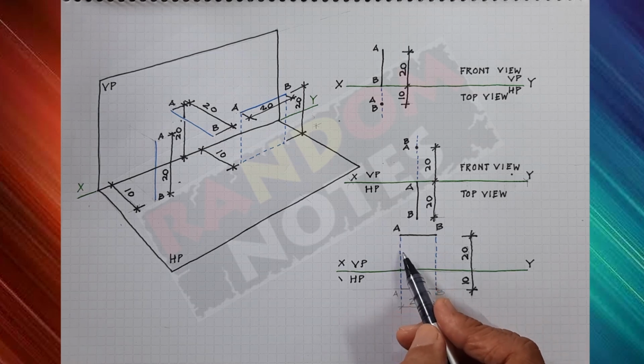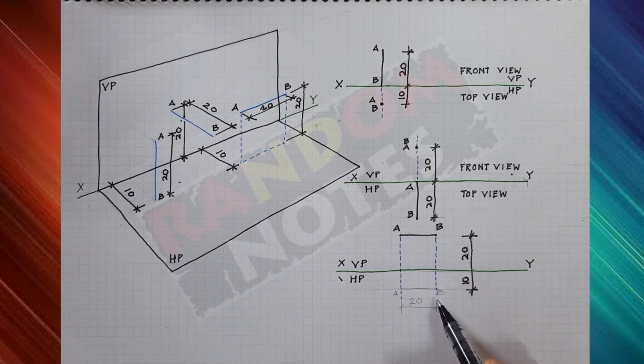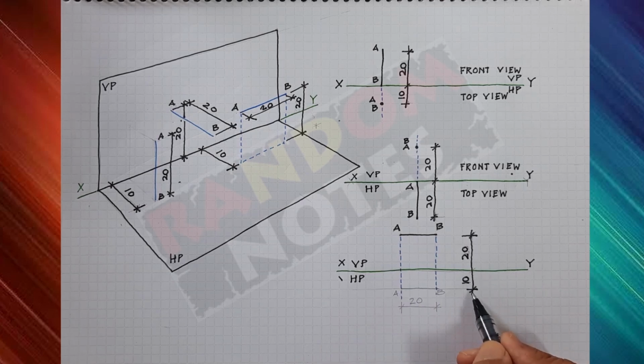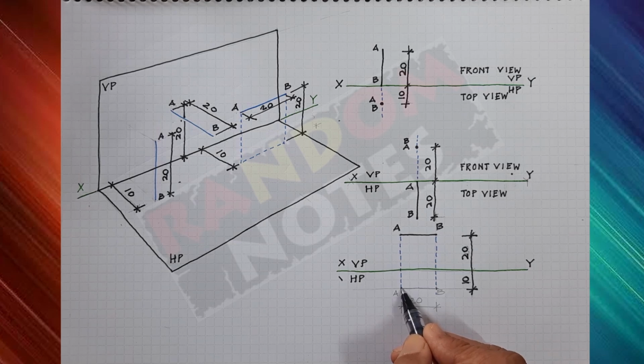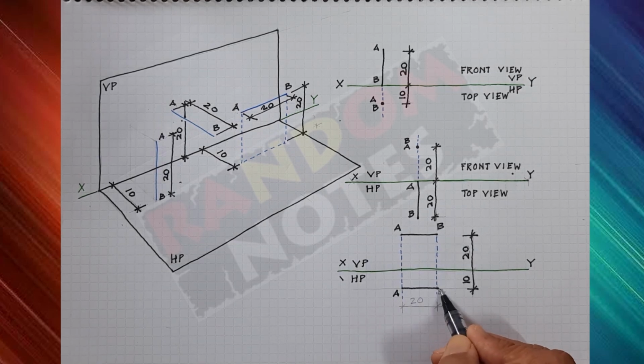Then I took down projection from point A, took down projection from point B. Since the line is parallel to the vertical plane, both point A and point B are 10 mm away from the vertical plane. I got these points A and B at 10 mm distance and I just joined the 2 points and I got line AB in the top view.